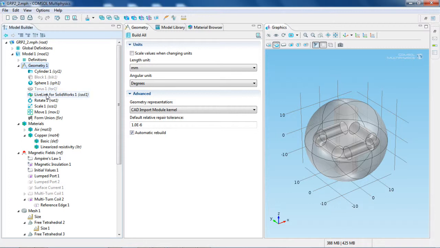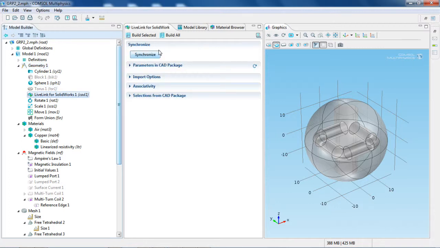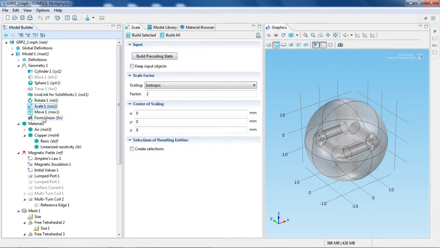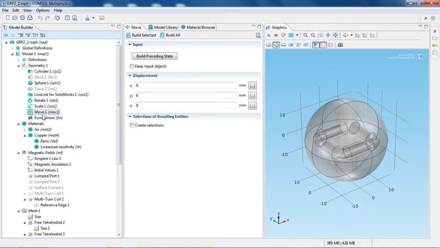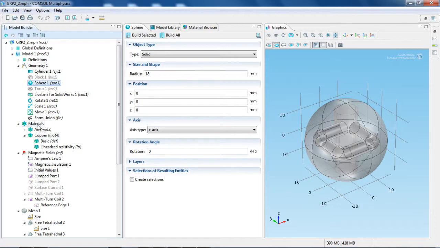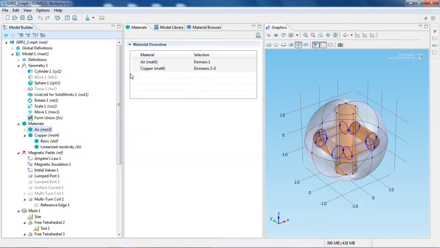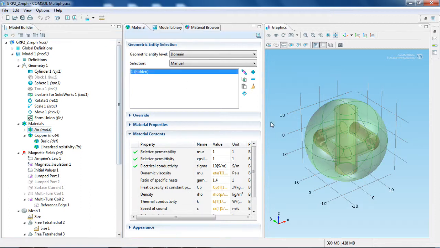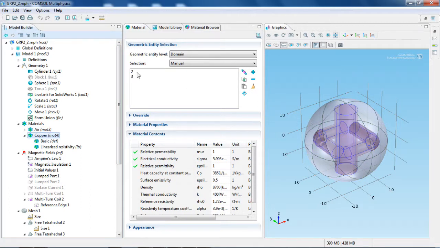This coil was drawn in SolidWorks and imported to COMSOL via the Live Link interface. However, due to minor incompatibilities with both softwares, scaling and rotating were required. The geometry of the current-carrying conductor and air boundary remained the same as the first study. The same materials were assigned: air to the spherical boundary, copper to the central conductor and Rogowski coil.